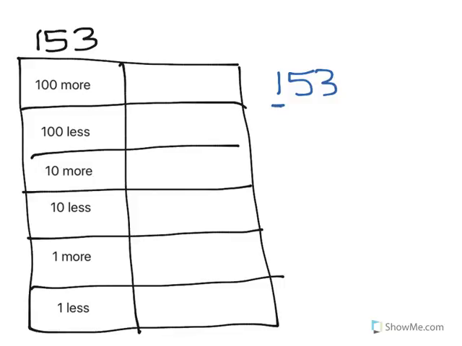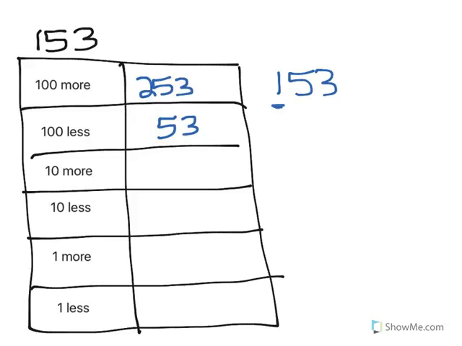100 more than 100 is 200. So 100 more than 153 is 253. If we're doing 100 less, we're looking at the hundreds place again, and we're doing 100 less than 153. So we can do 100 minus 100, which gives us 0. So 100 less than 153 gives us just 53.